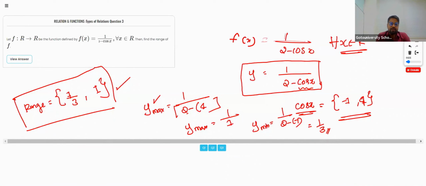This is not the right way to represent it, because it can take any value from here to here, and we use interval notation, starting from 1 by 3 to 1. Any value it can take. The range is from this interval. This range is going to be anything from 1 by 3 to 1. Okay.